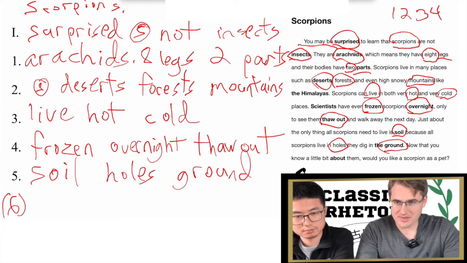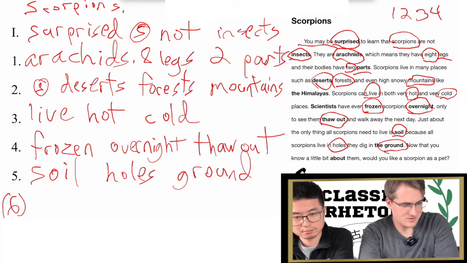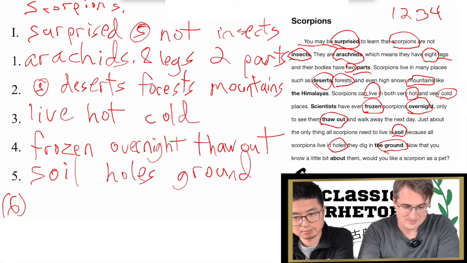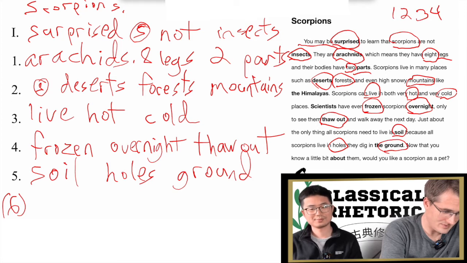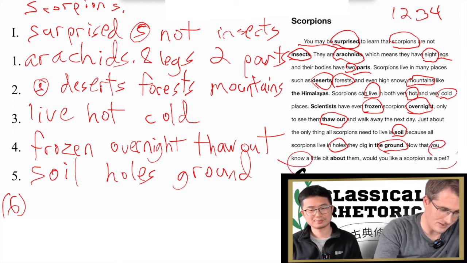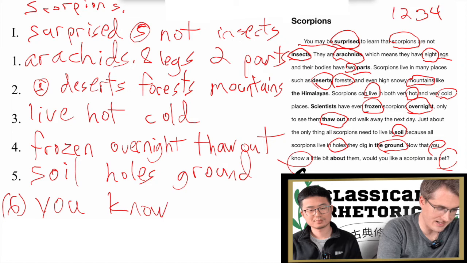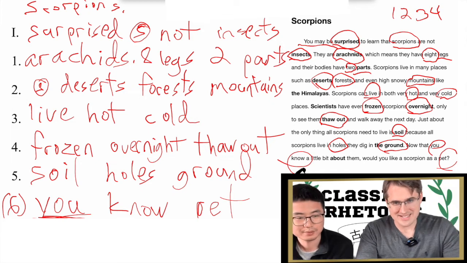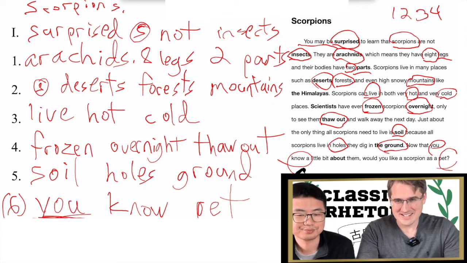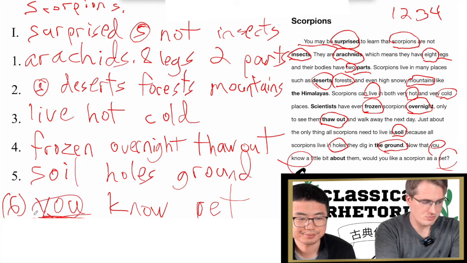Now that you know a little bit about them, would you like a scorpion as a pet? Amanda, what keywords would you write here? You know, pet. Okay, this one is optional. You don't have to write this in your essay because using you in an essay is wrong. This is more like an internet article or a magazine article. You never use personal pronouns in an essay.